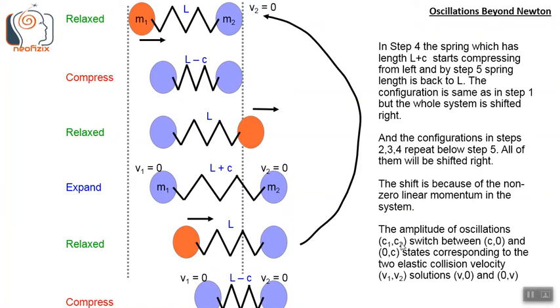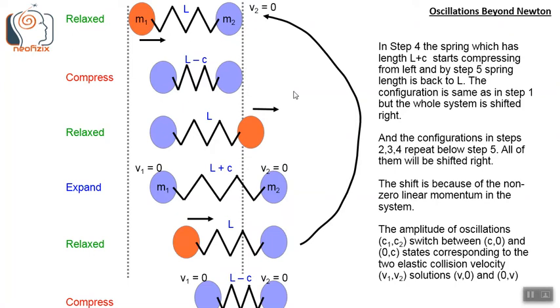The amplitude of the oscillations is given by this ordered pair (C1, C2) that switches between (C, 0) and (0, C). So (C, 0) is the oscillation we see in step 1, and it switches between (C, 0) and (0, C). So in the first step, only the first mass m1 is moving, so it has amplitude C, and the second mass is not moving, so it has amplitude 0. So those are the amplitudes of the simple harmonic motion that the two masses have.